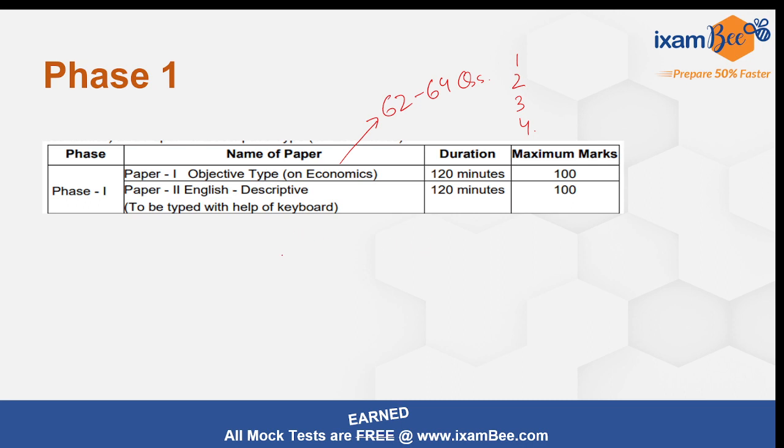The second paper will be related to descriptive English. This will be a paper that you have to type using a keyboard. This usually consists of 3 questions. One is an essay, a reading comprehension and a precis. This time this paper is going to be of 2 hours and 100 marks. We'll get more detail once the information handout is available, but it's likely to be around these 3 questions.